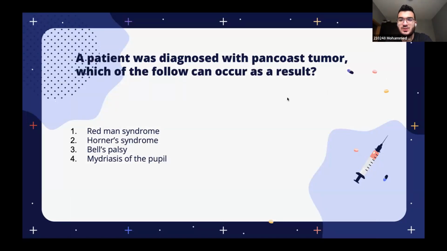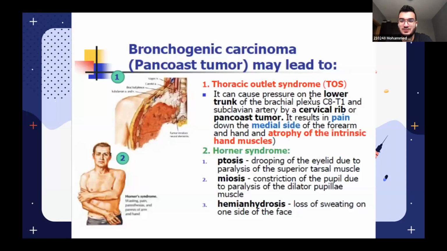Okay. So a patient was diagnosed with a Pancoast tumor. Which of the following can occur as a result? Amazing. Good job. Yes, the answer is two, Horner's syndrome. Okay. So who can give me the three things you see in Horner's syndrome? Yes, ptosis, miosis, and what's the last one? Anhidrosis. Perfect. So in Horner syndrome, you get three things. You get ptosis, which is drooping of the eyelid. You get miosis, which is constriction of the pupil. And you get anhidrosis or hemianhidrosis, so loss of sweat on one side of the face.